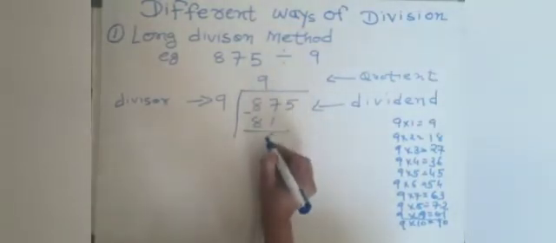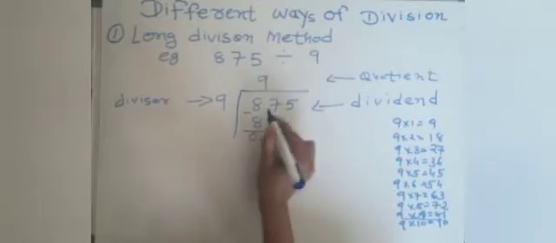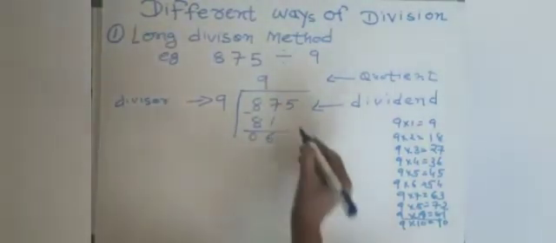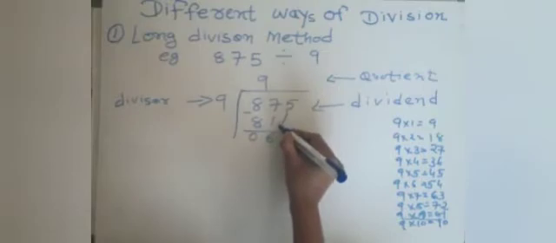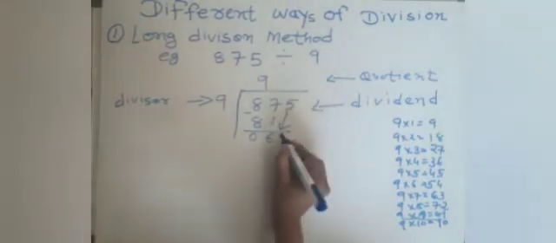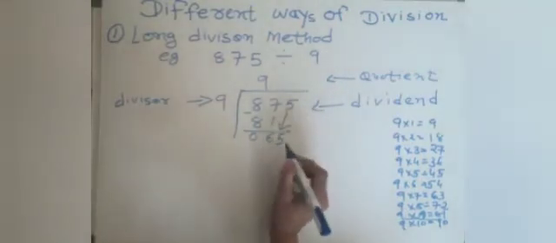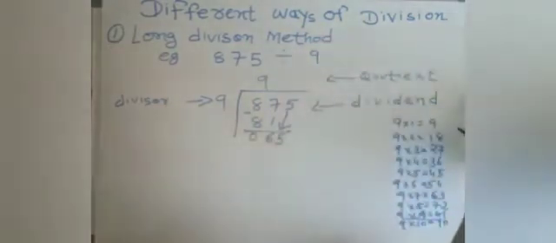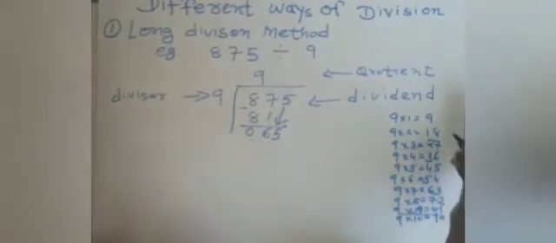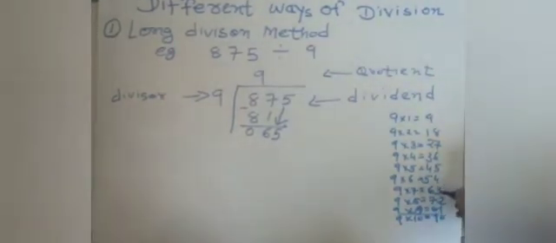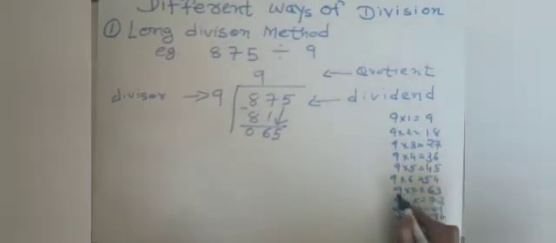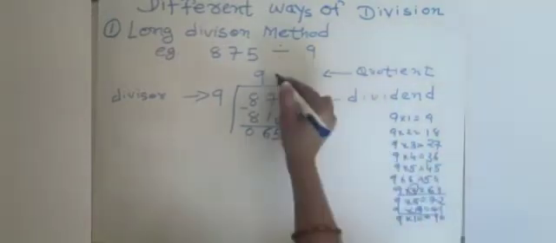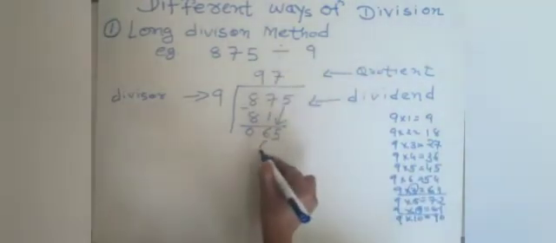7 minus 1 is equal to 6. 8 minus 8 is equal to 0. Now take down the number 5. Now the number is 65, and see, is 65 exactly divisible by 9 or not? No. Here 9 sevens are 63 and 9 eights are 72. So we will take 9 sevens are 63.